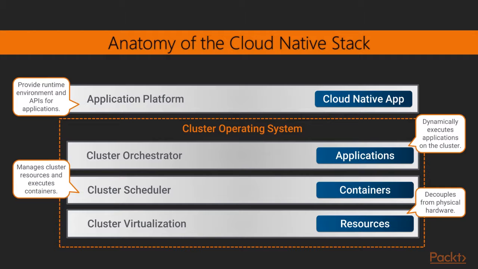And this stack has three main components. We will use Go at the application layer. We will use Kubernetes at the scheduling and orchestration layer. And we will use Docker at the containerization and virtualization layer.